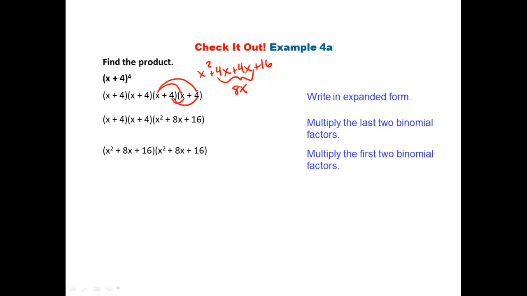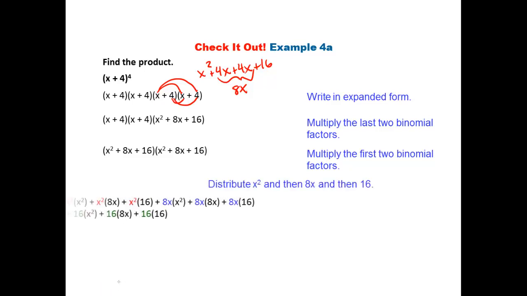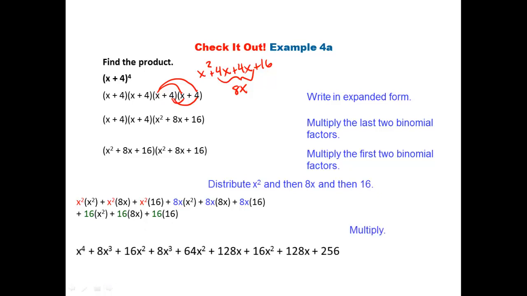So next what we have left is distribute each term from the first parenthesis into the second parenthesis. You should see we have 3 terms in the first, 3 terms in the second, so we should have 9 terms altogether when we multiply. 1, 2, 3, 4, 5, 6, 7, 8, 9. So we know that we got them all. Next we need to multiply. This is what we should get. And then lastly, combine our like terms. And there's our final answer.